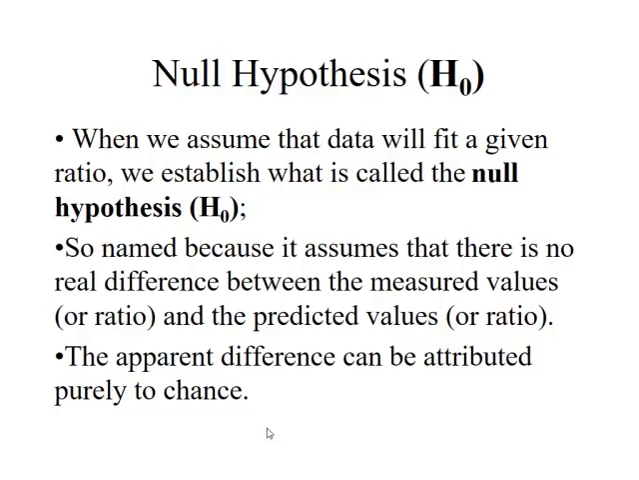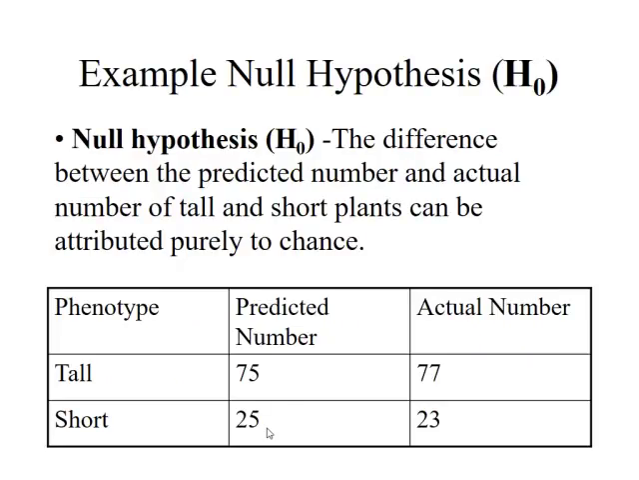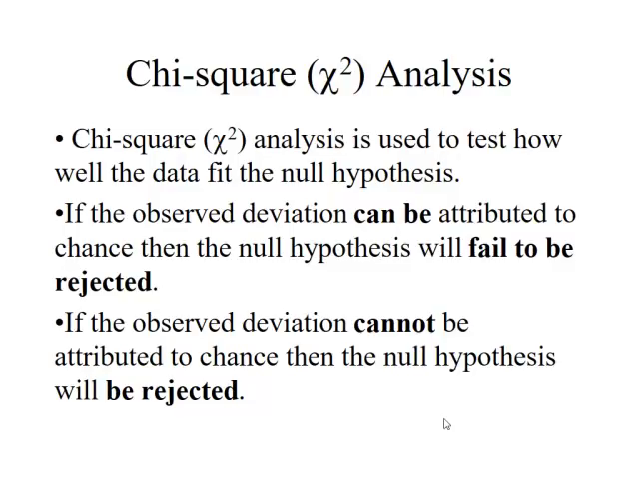The null hypothesis is we assume that the data will fit a given ratio. So it assumes there's no real difference, and any apparent differences are just due to chance. It's not something weird, something different going on. For example, in this situation, the null hypothesis would be that the difference between the predicted number of tall and short plants and the actual number was because of chance, not because there's something different genetically going on. Chi-square analysis is used to test how well the data fits the null hypothesis.